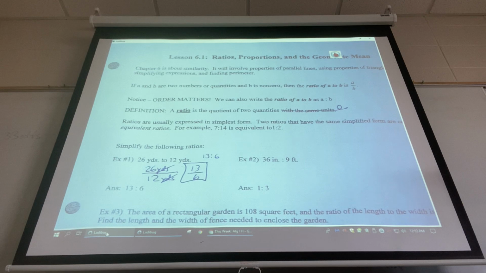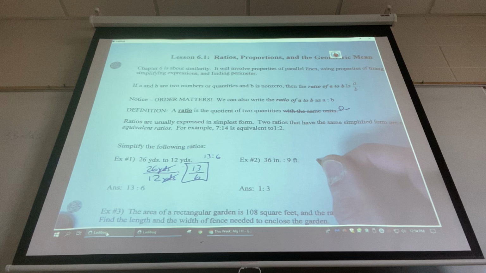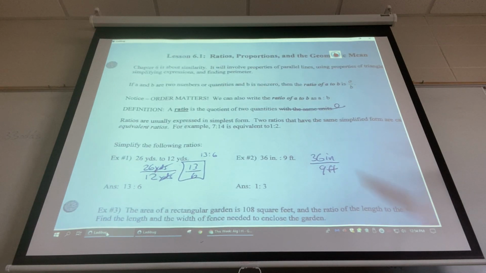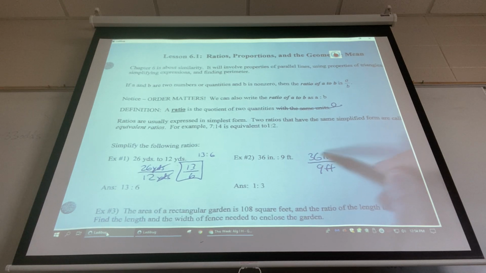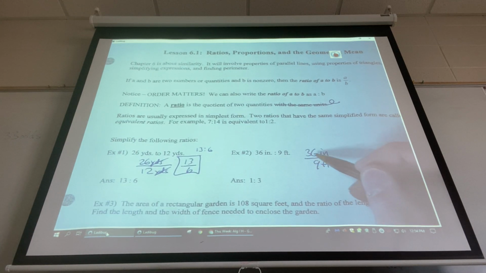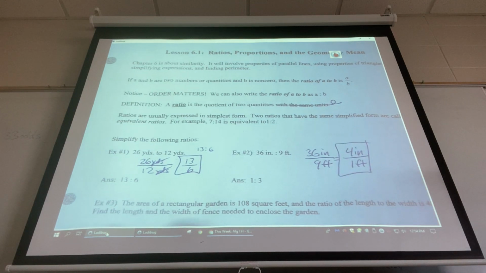Well, 36 inches to 9 feet, I could totally write this ratio just using those units that they have there, 36 inches, 9 feet. Especially if we're talking about a map, where the map is in inches but the real units are in feet, we could have a ratio like this, and we could simplify it. Basically 4 inches for every 1 foot. And I think that's a totally legit way to do it.